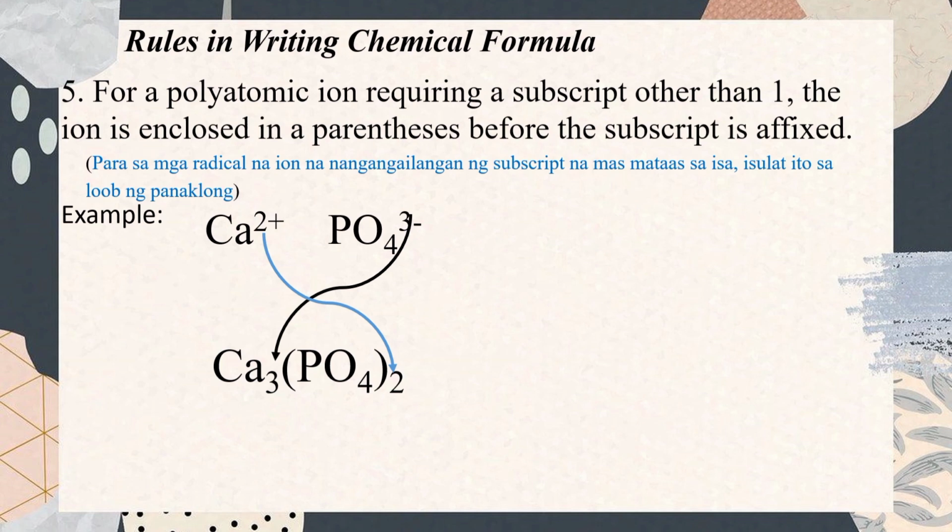And what is the name of this compound? In naming compounds such as this, we just simply get the whole name of the positive ion and the whole name of the polyatomic ion. So the correct chemical name is calcium phosphate.